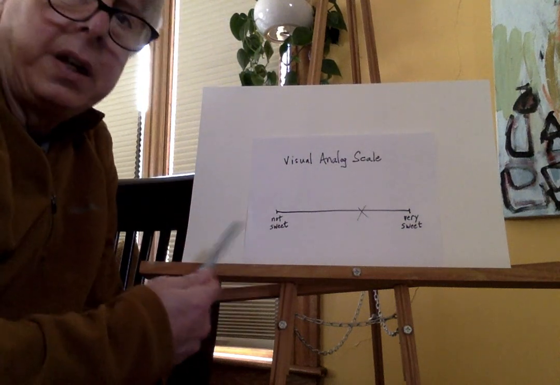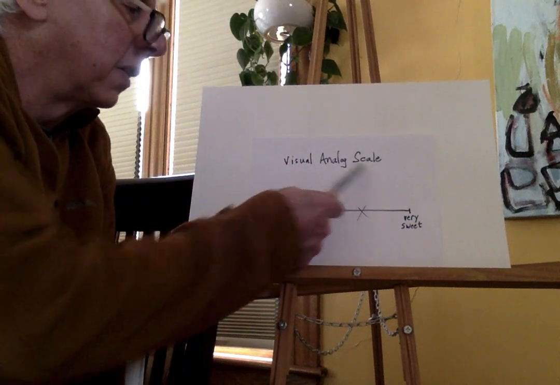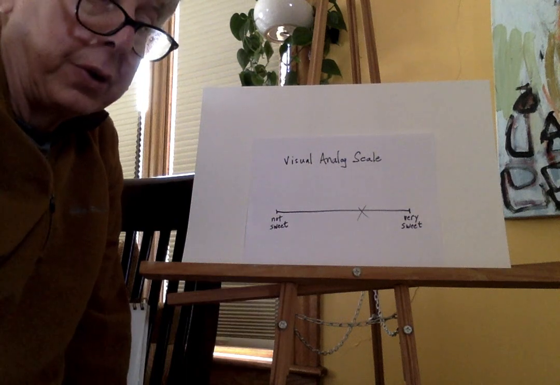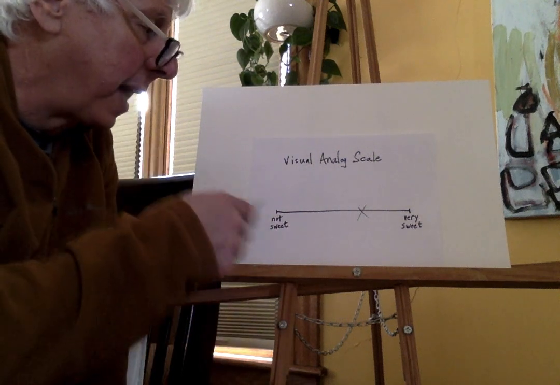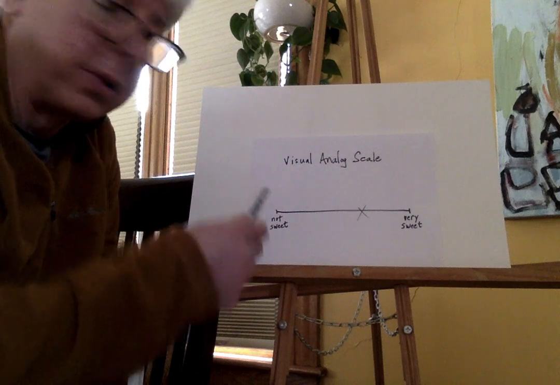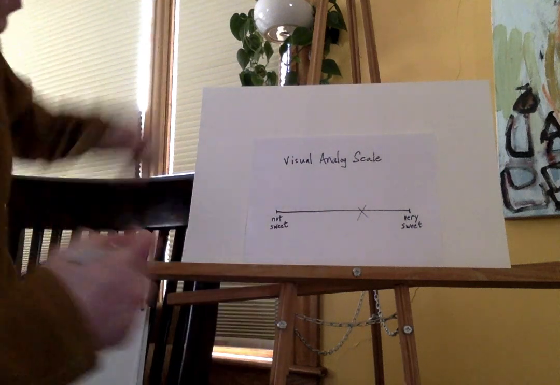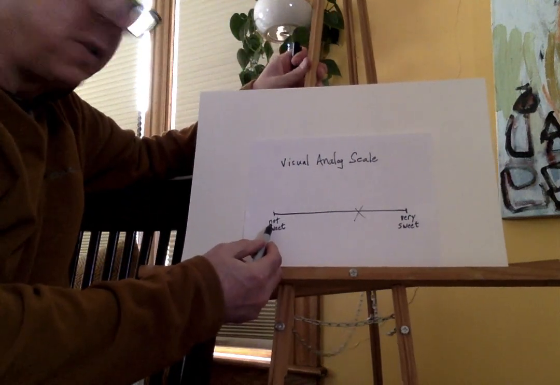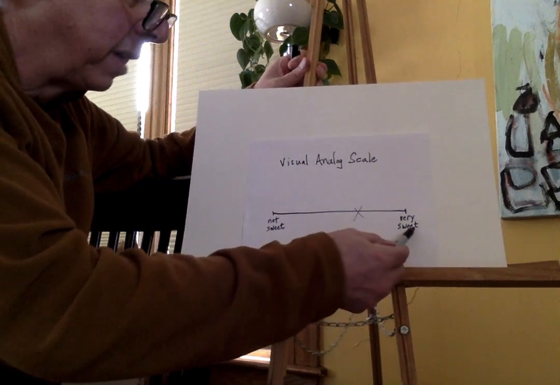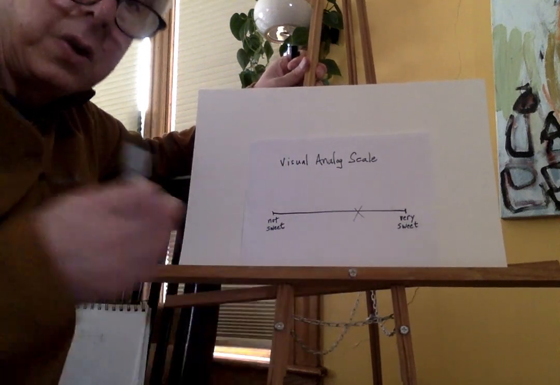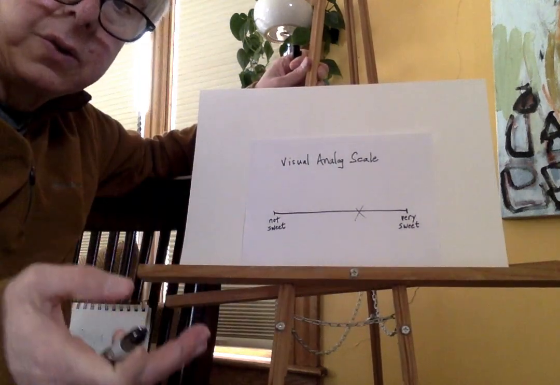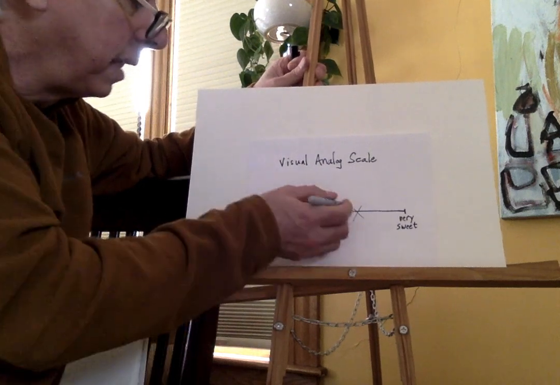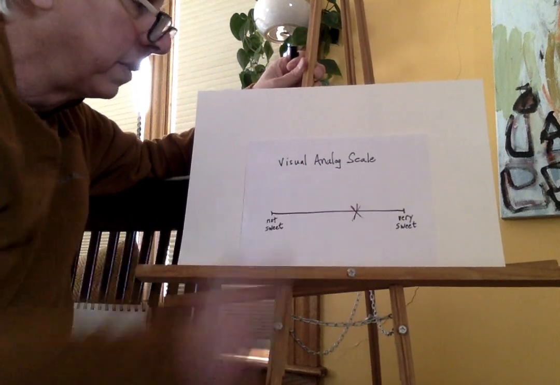And so after this is called a visual analog scale. It's not digital, it's analog. I'll show you why in a minute. I'm not asking people to pick a number or circle a number. Just place an X along this line. This line says not sweet, and then over here, very sweet. And so the person would taste the solution, and then they put an X here, for example, okay?